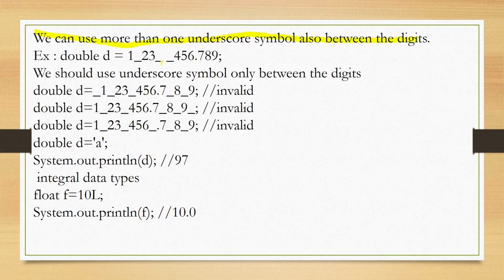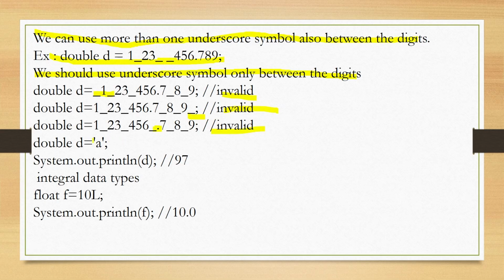Here we are specifying two underscores, so that works. We saw this, and we should use underscore symbol only between digits. If we try to use it at the beginning, we will get error. If we try to use it at the end, we will get error. Similarly, if we try to use it around the decimal point, then we will get an error.